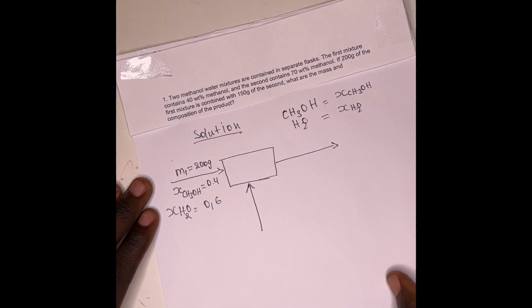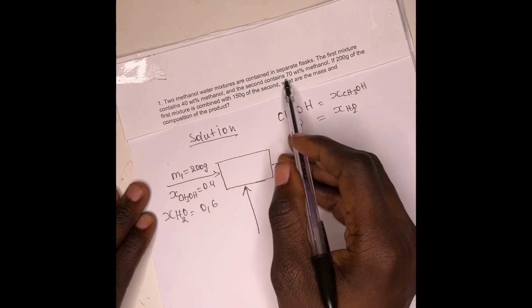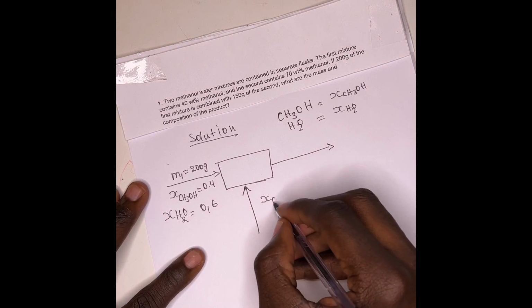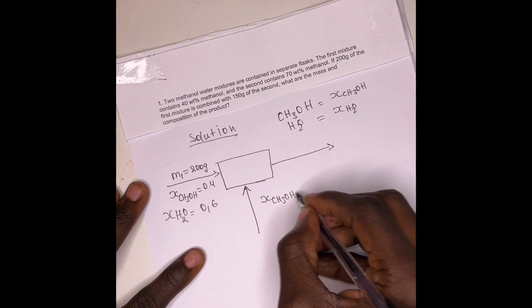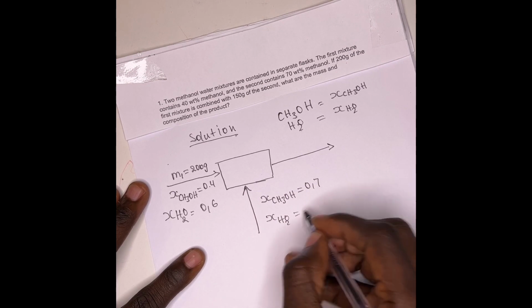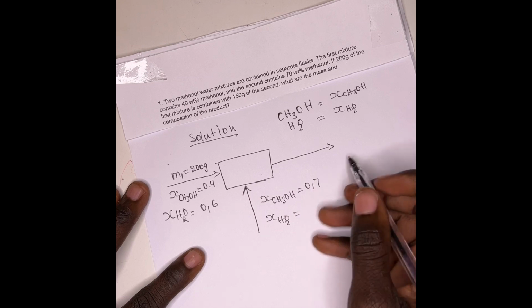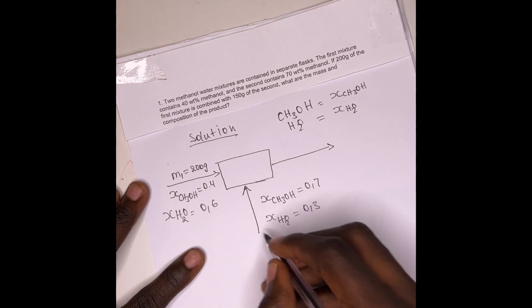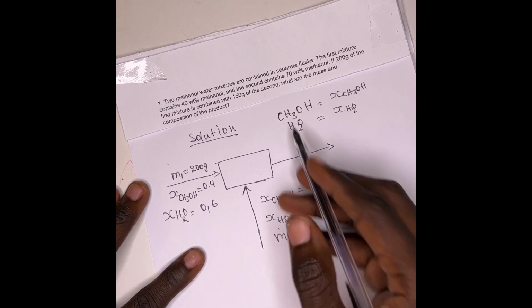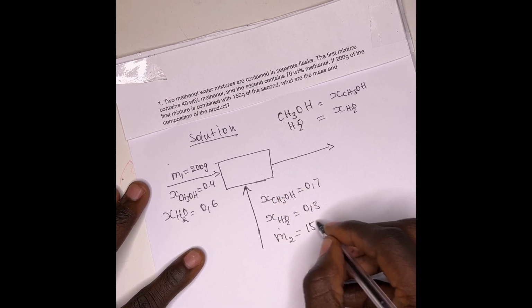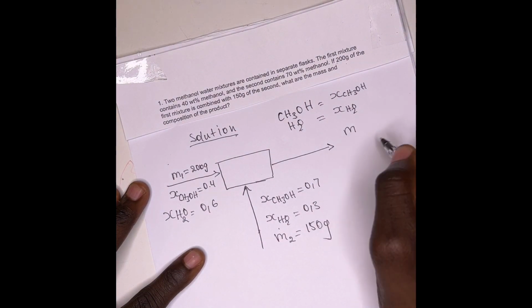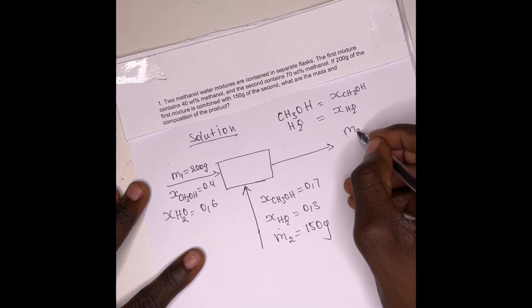So now the second one contains 70%. So we're gonna have X of the second one, CH3OH, which is 0.7. And the X of water is just gonna be 100 minus this one. In terms of fraction it is 1, so you're gonna have 0.3. And then we're given its mass flow rate, like M2, and this mass flow rate is what? We're given it's 100 grams. This is the mass. Now the question asks to find the mass here, which is mass 3.